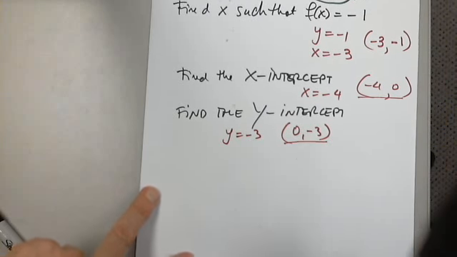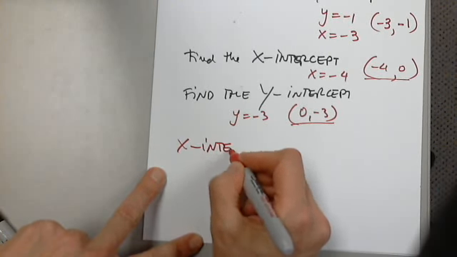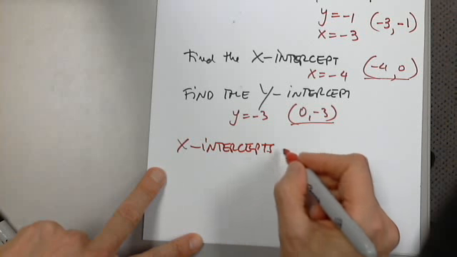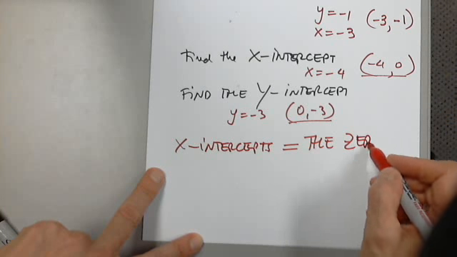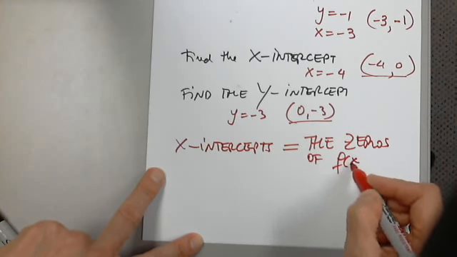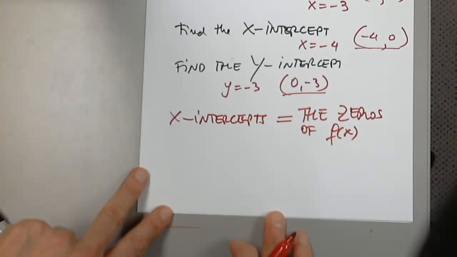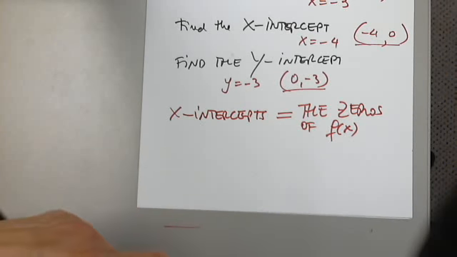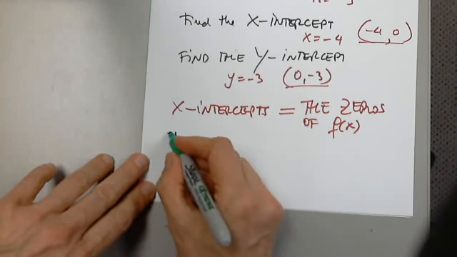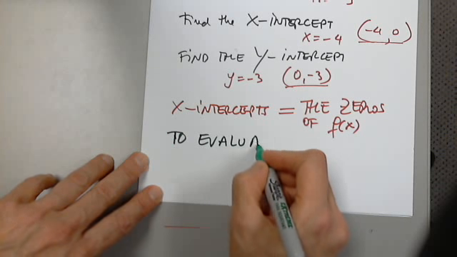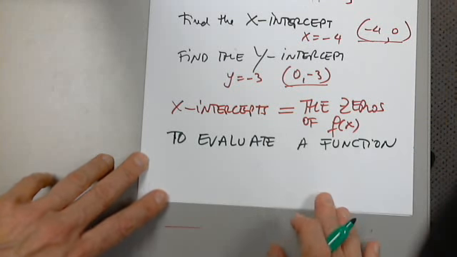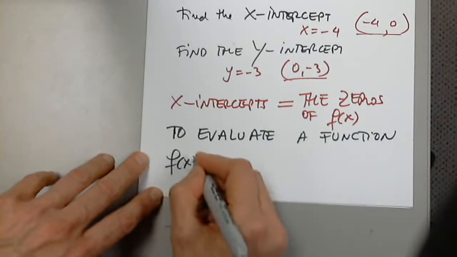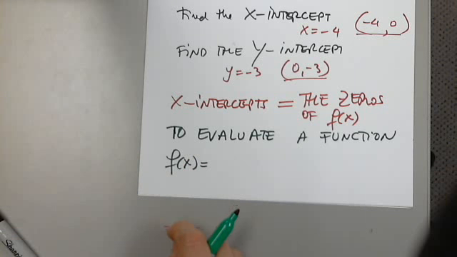Now, the x-intercepts are also called the zeros. Why? Because the function is 0. The zeros of f of x. One last thing before we adjourn tonight I would like to discuss is how to evaluate a function. So give me a function, any function you want. If you don't give me one, I will find one.